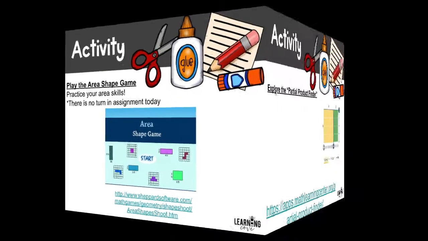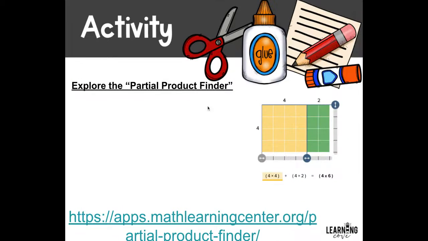After you play the area shape game, I'd like you to just play around with the partial product finder. Cool thing about it is, for example, I have 4 times 6 as one big rectangle. I can split it into 2 smaller rectangles like we did in our lesson. And you can see that the area is still going to be 24 square units. So this is just a fun resource you can use to play around with.